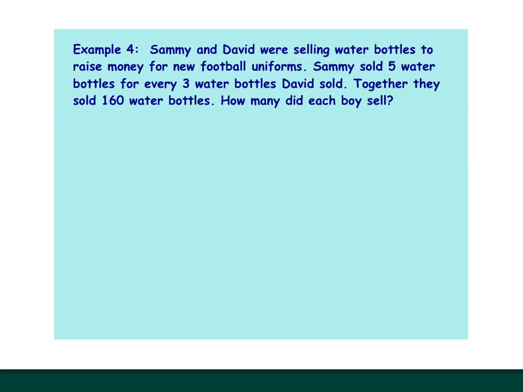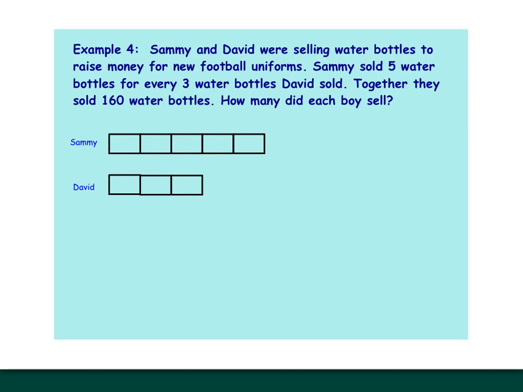This is the last example we're going to do together. Again, I suggest if you've kind of gotten the hang of this, give it a try on your own, pause the video, and start back up to see how your answer matches mine. Here it tells us that Sammy and David were selling water bottles to raise money for new football uniforms. Sammy sold 5 water bottles for every 3 water bottles David sold. Again, I'm going to stop right away here and create my tape diagram before I move on.